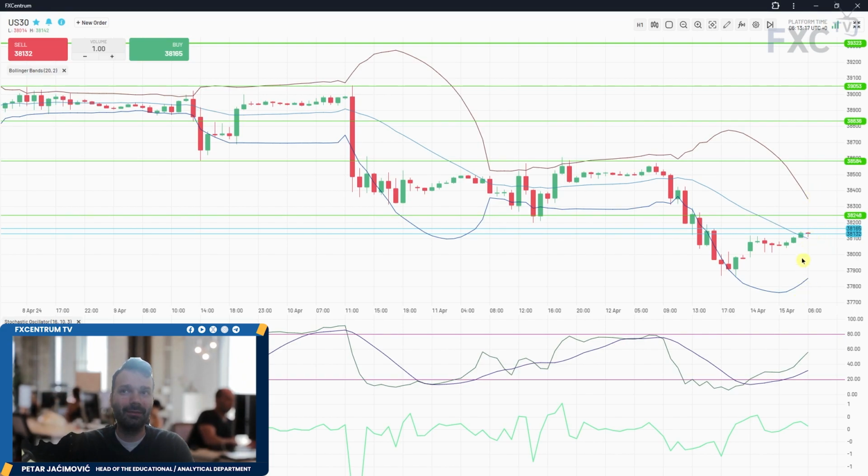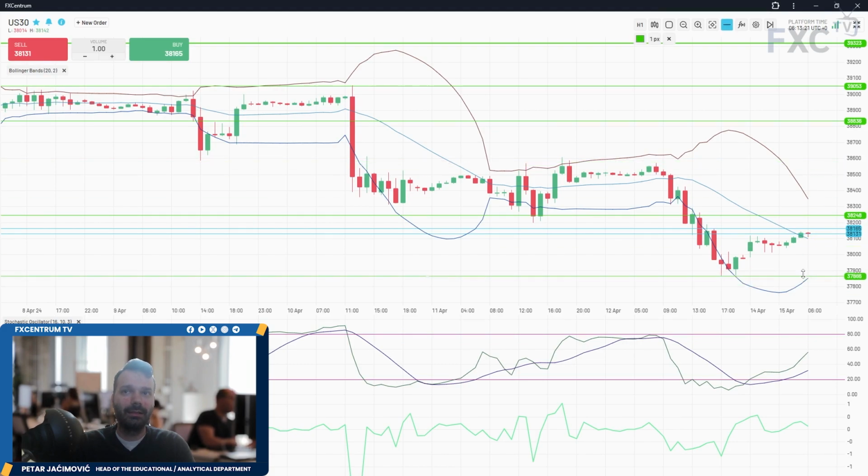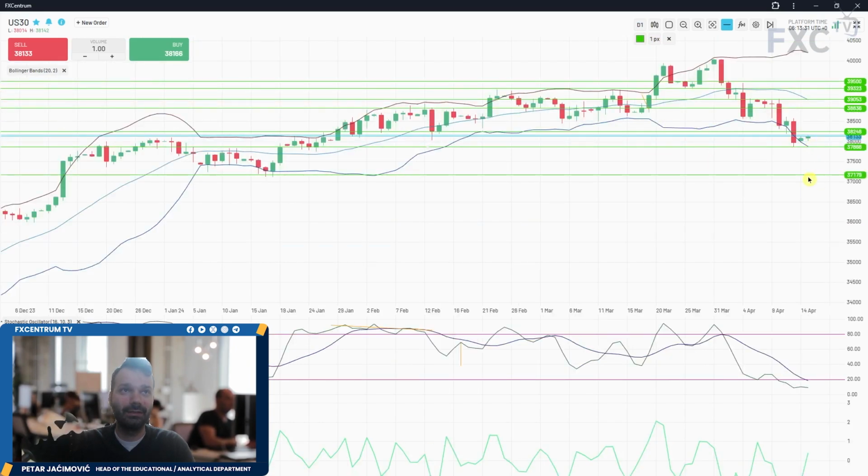So from my perspective, after the contraction and consolidation, there will be a chance for downside continuation, and a re-break of 37,870 will be a good sign and good confirmation for the downside movement. The downside objective on US30 is set at the 37,180 mark.